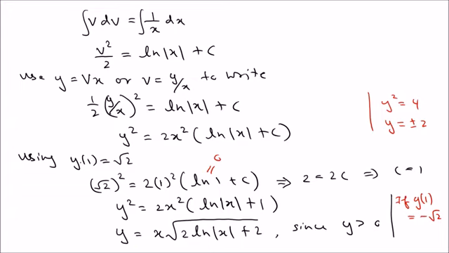Okay, now let's go to the third type of substitution. The third type is what we call the Bernoulli equation. So let's talk about that.